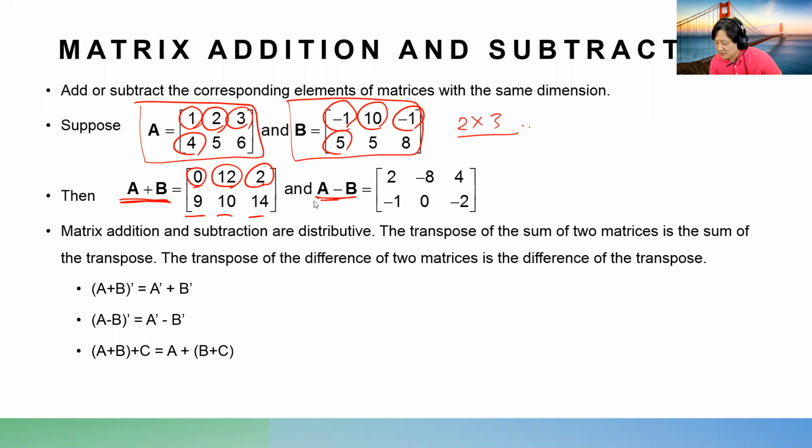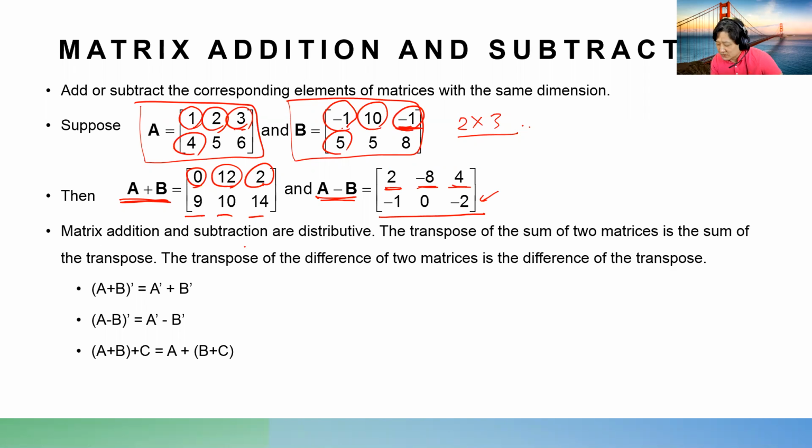And the subtraction is the same. It should be the element by element. So 1 minus 1 is 2. And 2 minus 10 is minus 8. And 3 minus 1 is 4, right? Do the same thing. You can get these matrices.